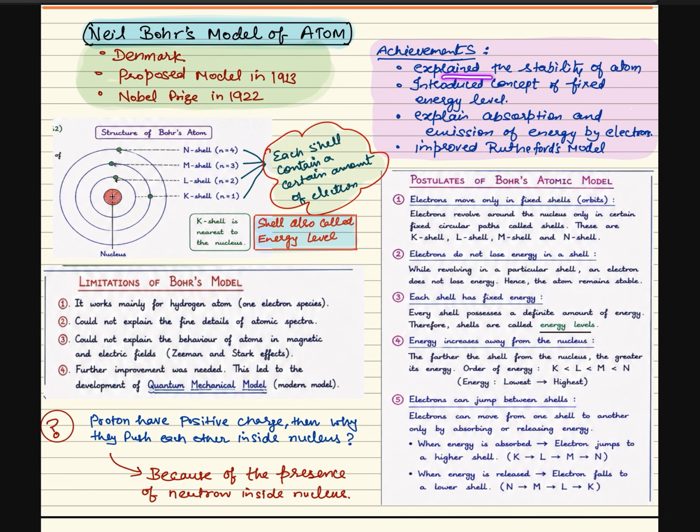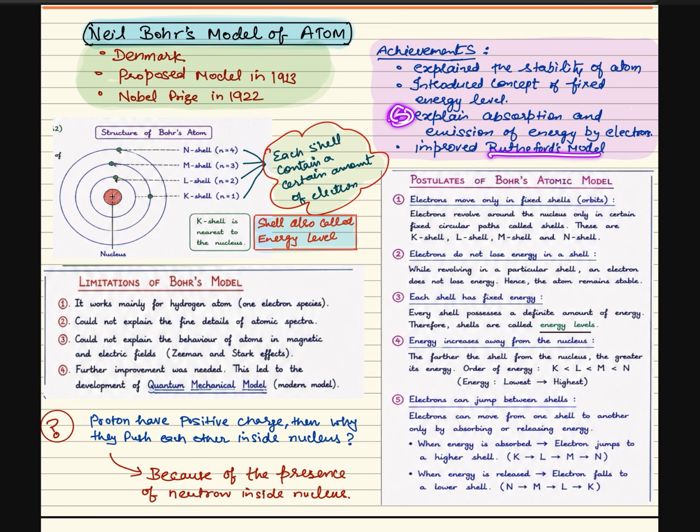So he explained the stability of the atom. He introduced the concept of fixed energy levels, that electrons are revolving in fixed energy levels. He also explained the absorption and emission of energy by electrons and improved the Rutherford model. What is this third point?